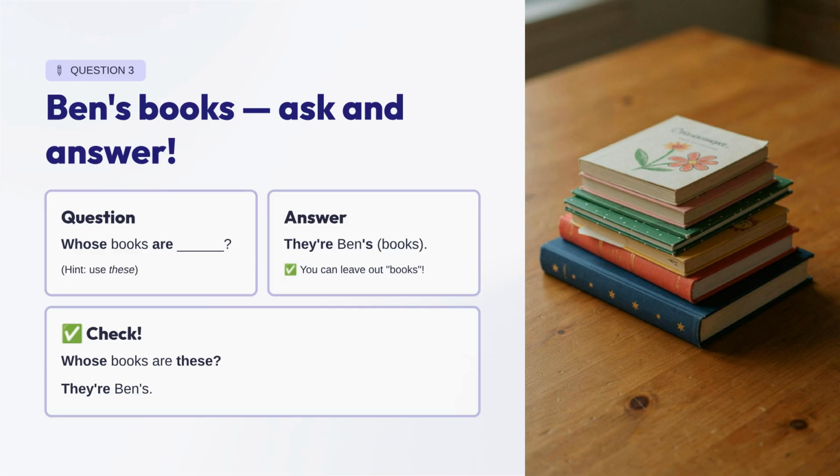Question 3 is about Ben's books. How do we ask and answer? The question is, whose books are these? The answer is, they're Ben's books, or simply, they're Ben's. You can leave out the word books.